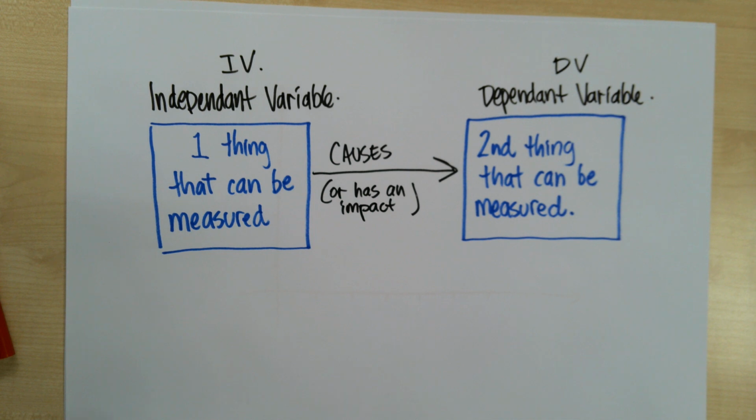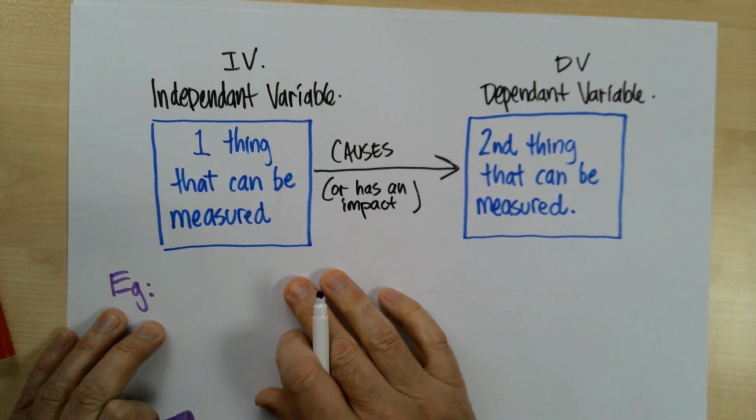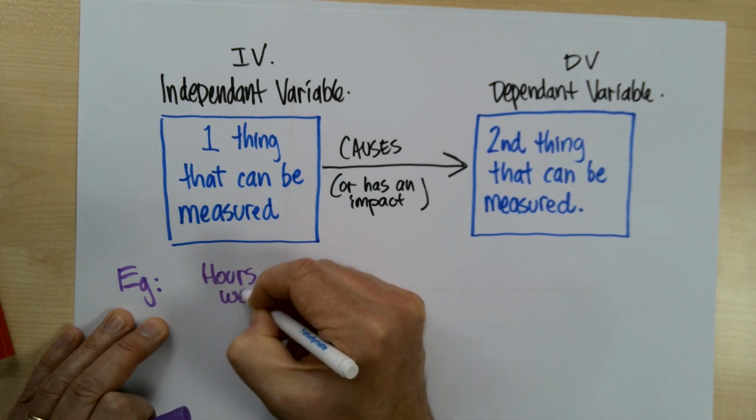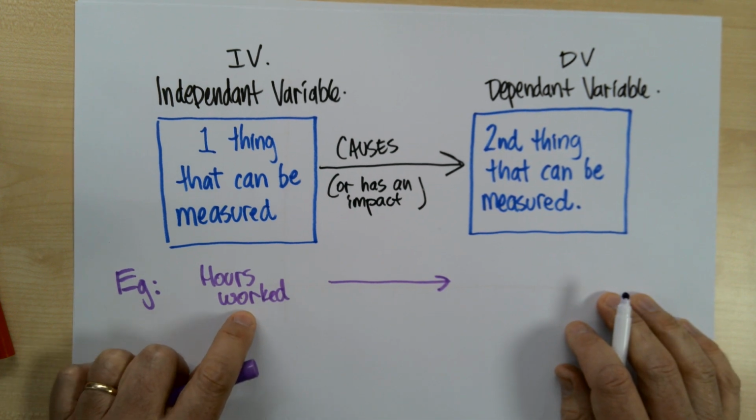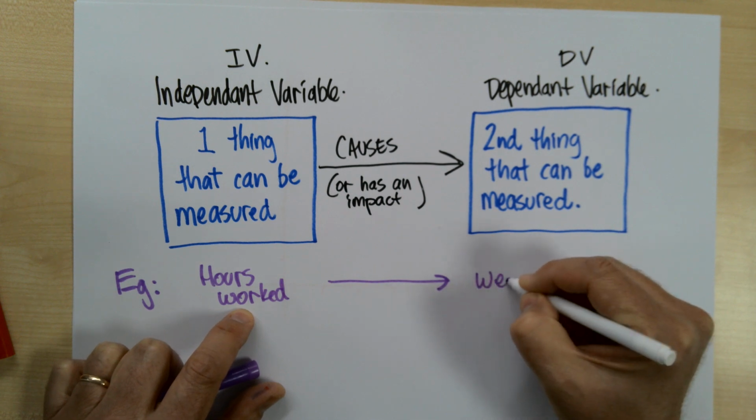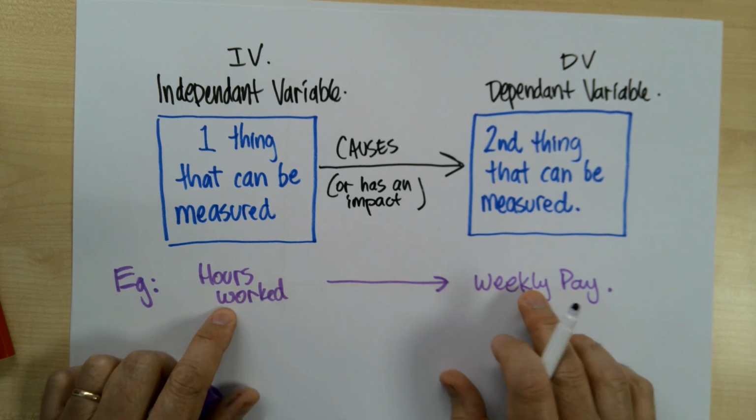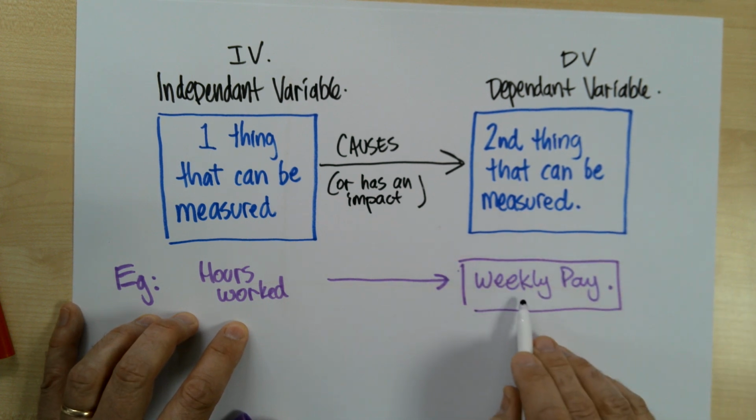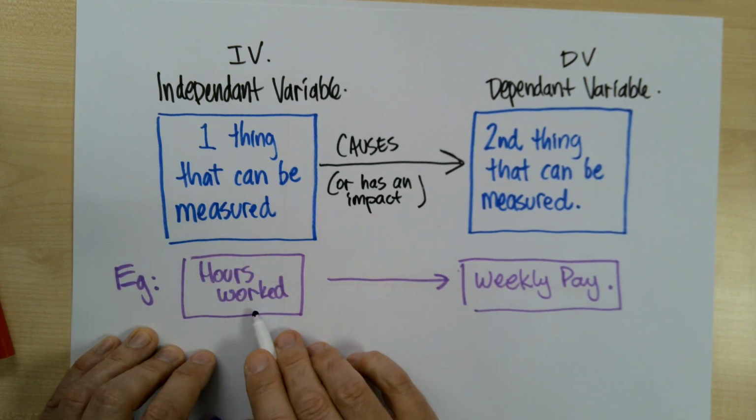So what do I mean by this? One thing that can be measured that causes a change in another one. Well, let's look at some examples. For instance, the number of hours you work, that's something you put numbers to. You can measure it. It affects your weekly pay. As this thing changes, that will change. To put it another way, the amount over here is completely dependent on this thing here. This one causes that one.